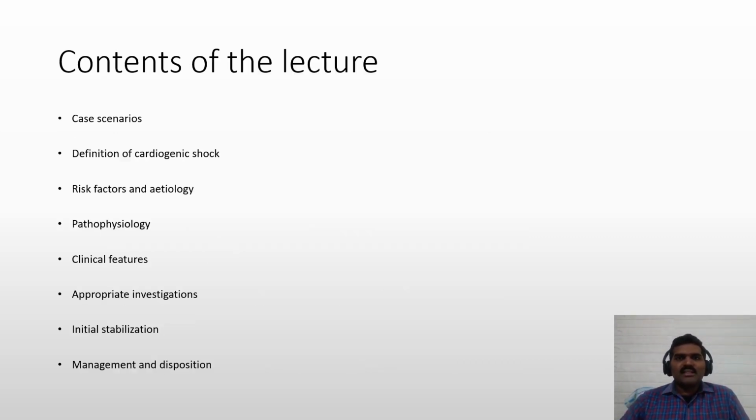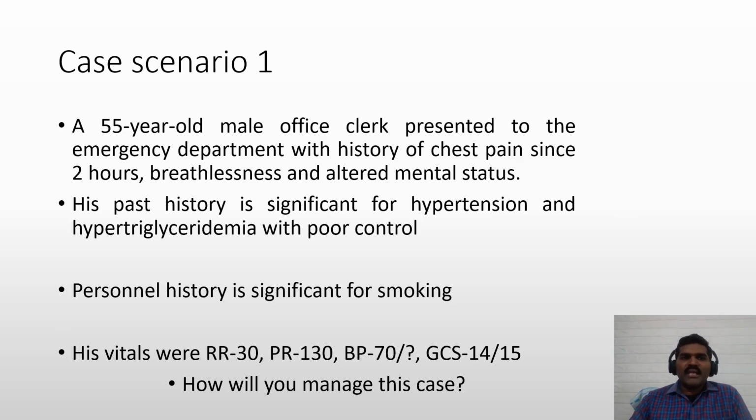So I'm going to divide this lecture into first case scenarios and how you arrive at a diagnosis when you are presented with a case during the exam, and the definition of cardiogenic shock, risk factors and etiology of cardiogenic shock, and pathophysiology of cardiogenic shock. Then I will proceed on to clinical features, appropriate investigations to either prove or disprove cardiogenic shock or for some other diagnosis. How are we going to stabilize initially, and further management and disposition from the emergency department. So without wasting any time, let's get on to the case.